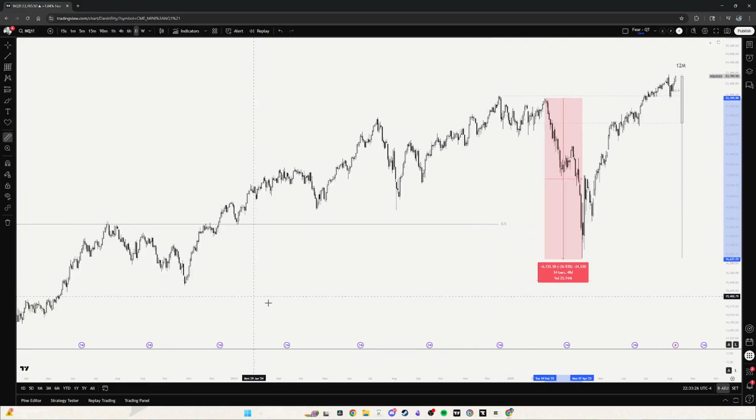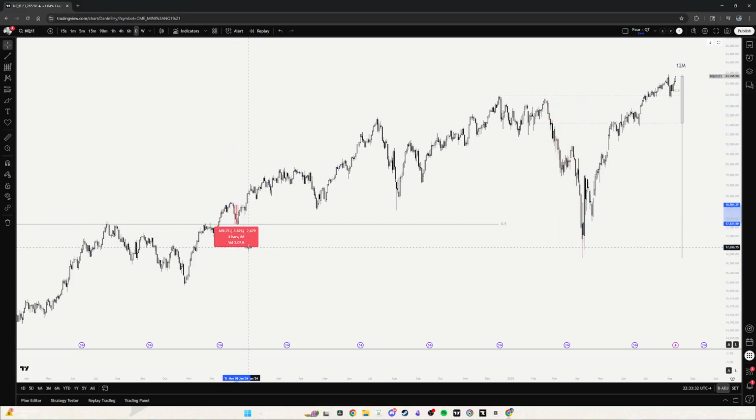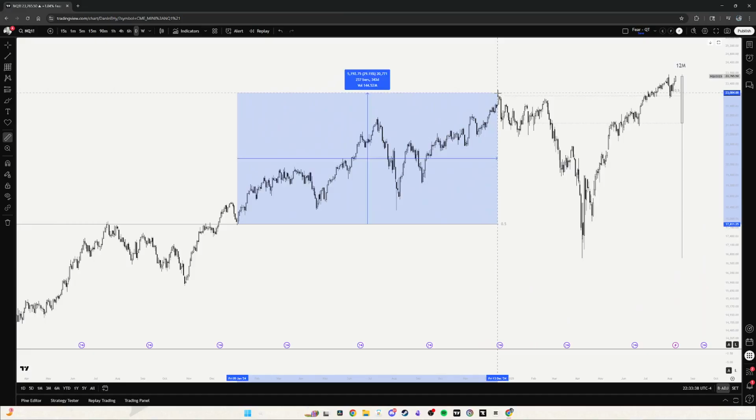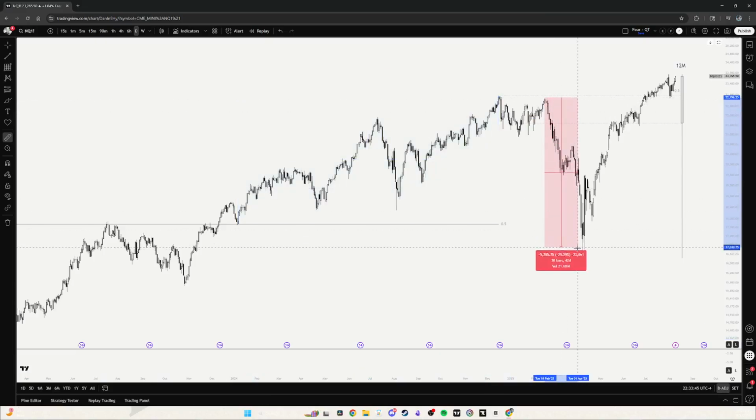For example, let's reference last year's yearly Power 3. The only manipulation we got was 600 points. Yet price still ended up delivering about 5,000 points higher. So price is going to manipulate down 6,000 points. How far do you think we're going to distribute? The larger manipulation, the larger the distribution.